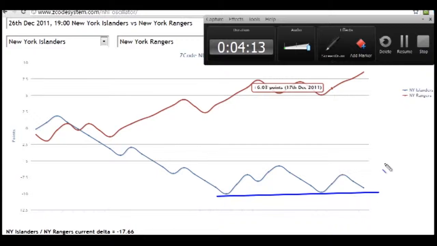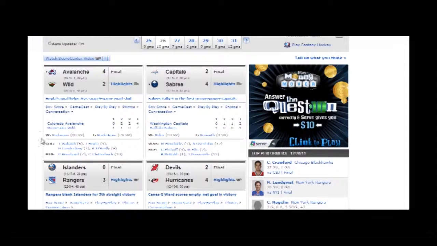So what does this tell us? It tells us that the New York Rangers are a much better team. The chart is much better. They're breaking the resistance level, and things look really, really good for the Rangers. So they should win this game with a big score. Okay, one day later, and as you can see, the Rangers won 3-0.